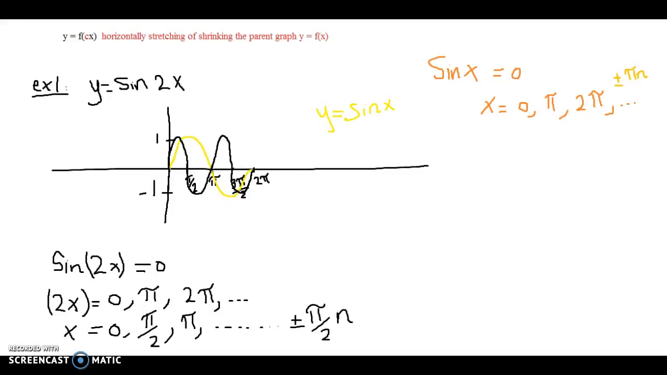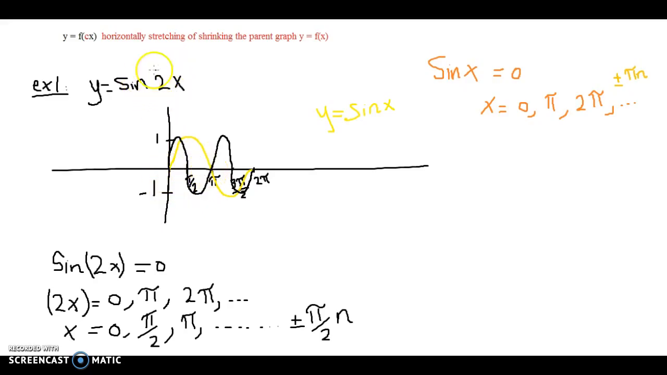Now the period is also affected, because you see the graph cycles really fast. If we notice, that yellow graph was cycling from 0 to 2 pi, that's one full cycle going up and then down and then back to the x-axis. Now I'm cycling that same cycle just to pi. So to calculate it algebraically, you can do 2 pi divided by that coefficient, which will give you pi. Or you can observe the graph and you'll see it's from 0 to pi.